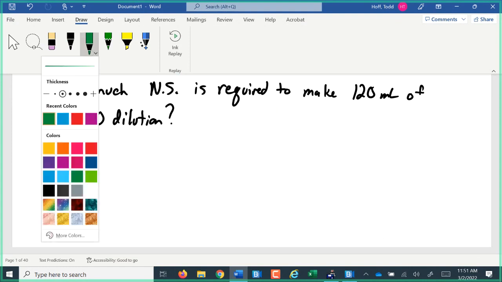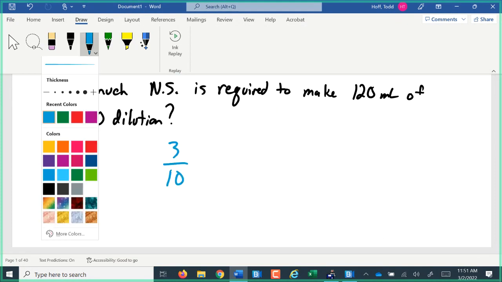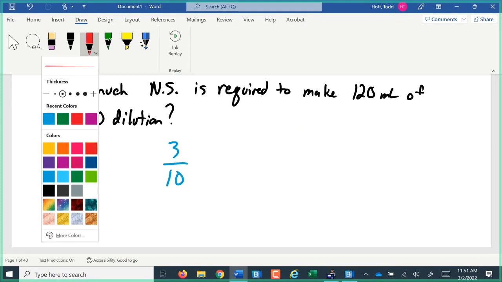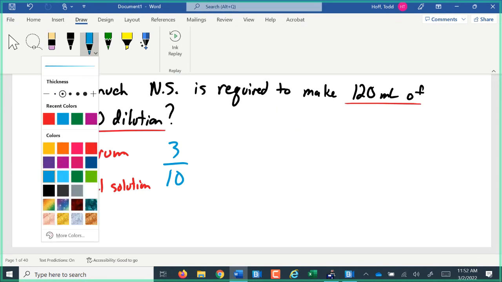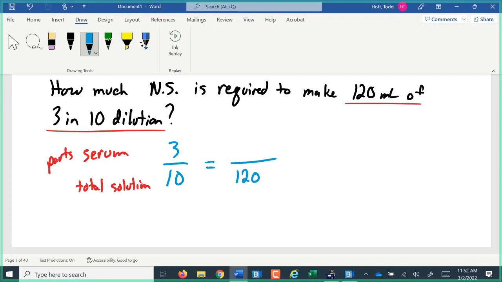Now, once again, we'll write down our dilution ratio, the 3 in 10. And once again, I want to write down what each of those numbers represents. The 3 represents the amount of serum. It doesn't really say what the serum is here. Parts of serum. And the 10 represents the total solution. I look up in my problem, 120 milliliters of the 3 in 10 dilution. That is 120 milliliters of total solution. That goes on bottom with that 10 for our total solution.